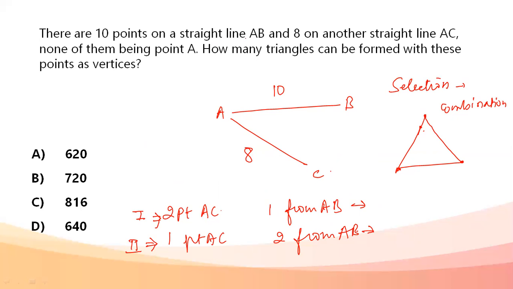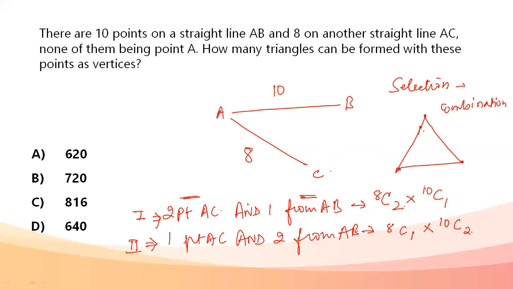10 points on the straight line AB given to me, 8 points on the straight line AC given to me. So 2 points from AC, if we select, it becomes 8C2, and there is a big "and" in between. I need the first set and I need the second set. So whenever it is "and", I need to do the multiplication. 1 from AB, so that becomes 10C1. Second, 1 point from AC, there are 8 points, so that becomes 8C1, into 2 from AB, AB is 10 points, 10C2.